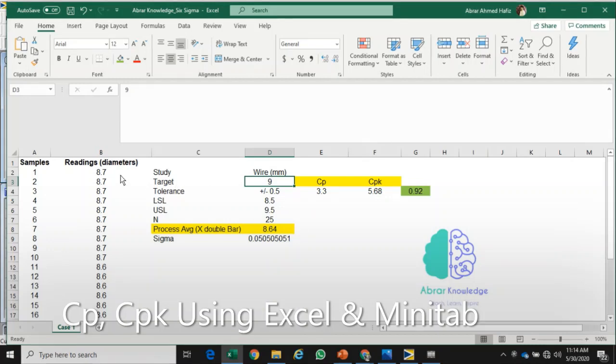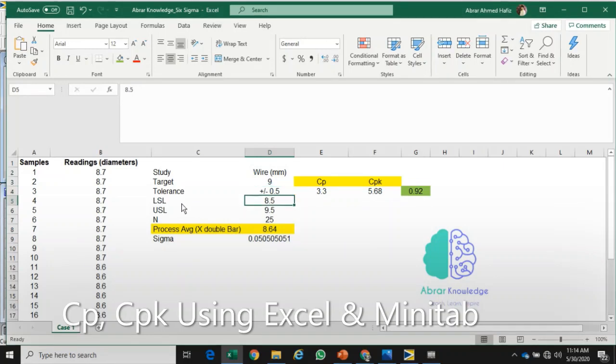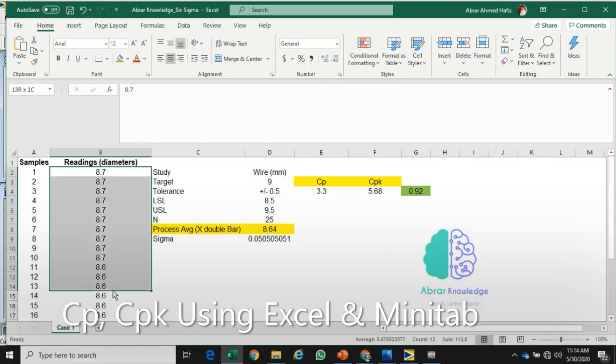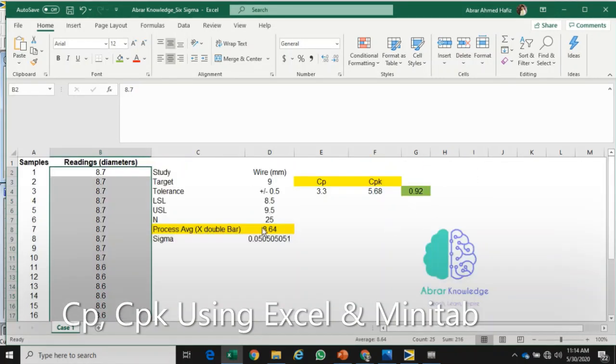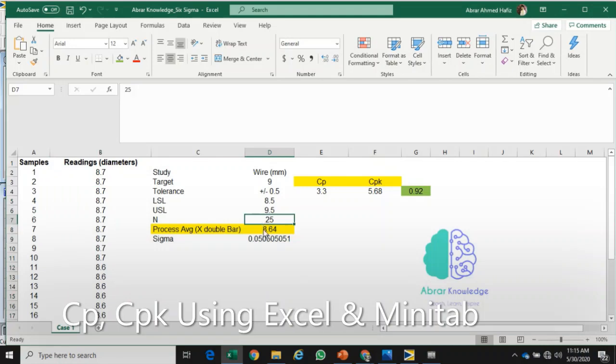So I have taken an example of wire for the study purpose. The target is 9 and the tolerance is 0.5, plus or minus. That means if you subtract it, you will get the LSL 8.5, and USL is 9.5. I have taken 25 readings, so that means n equals 25.